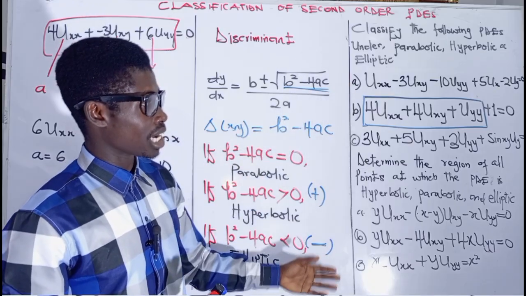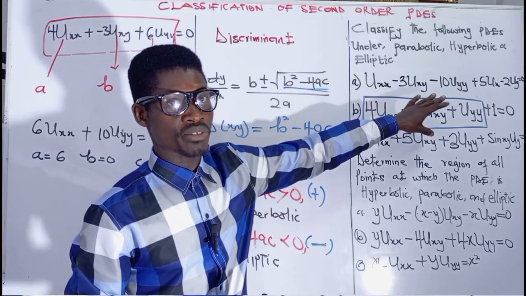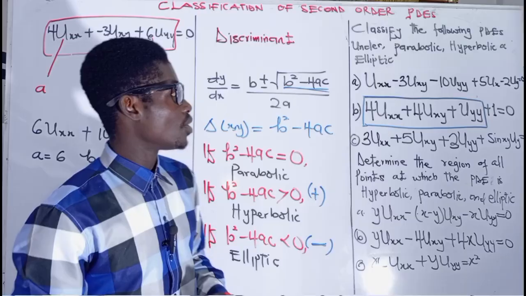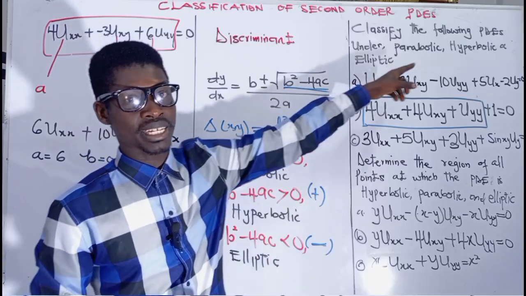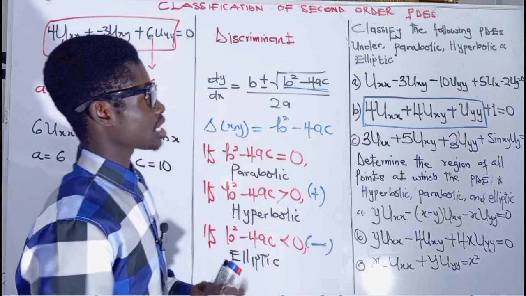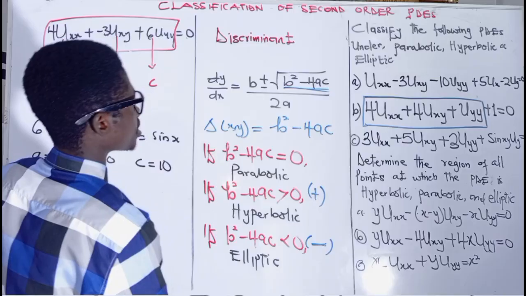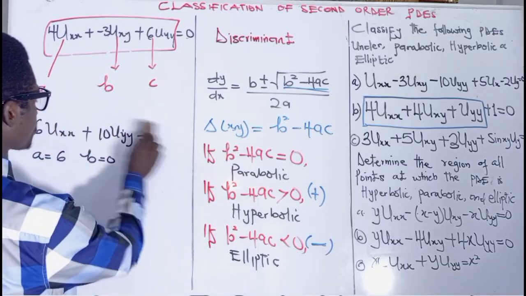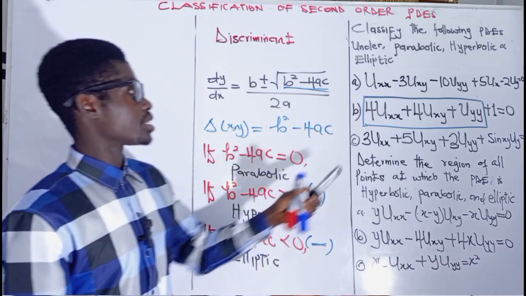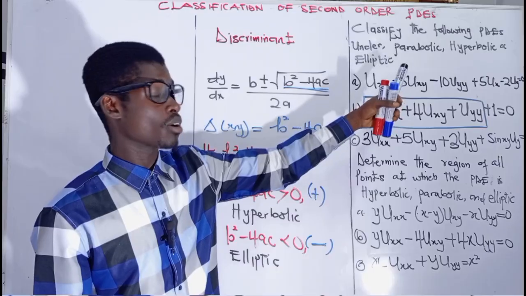So looking at this example, I have split them into 2: the one with constant coefficients and the one with variable coefficients. We are going to classify them under these 3 cases: the parabolic, hyperbolic, and elliptic. So let's start with the constant coefficients. So let's start with the first one. We want to determine if this equation is parabolic, hyperbolic, or elliptic.